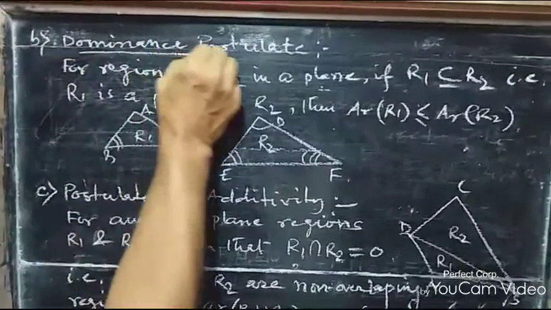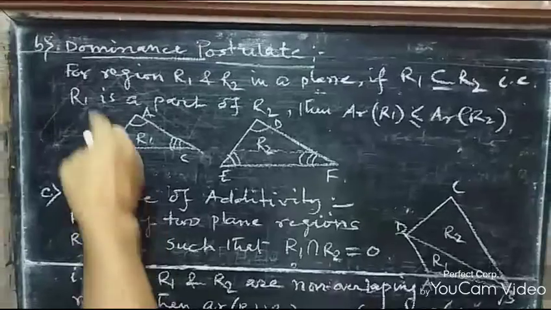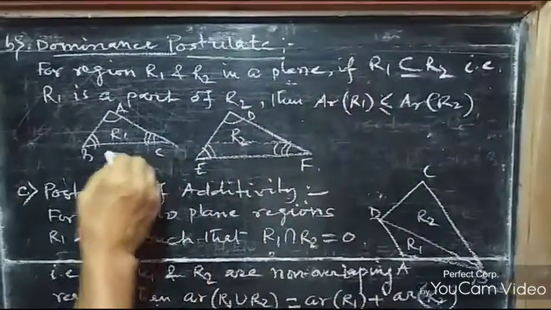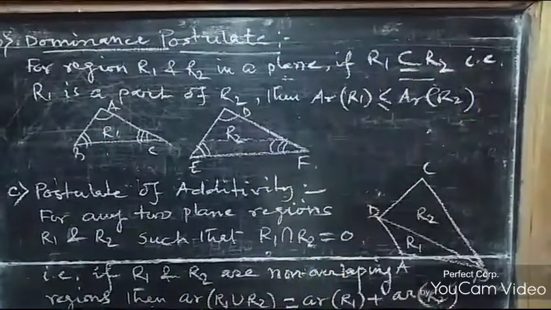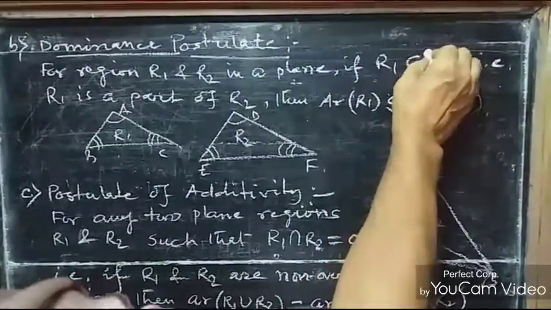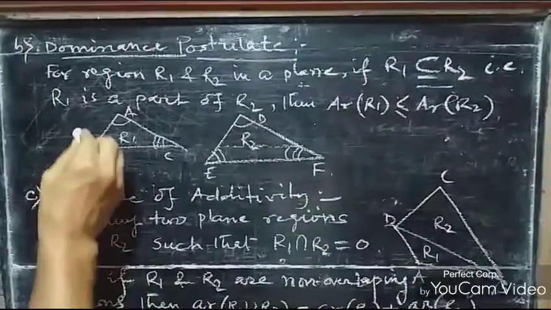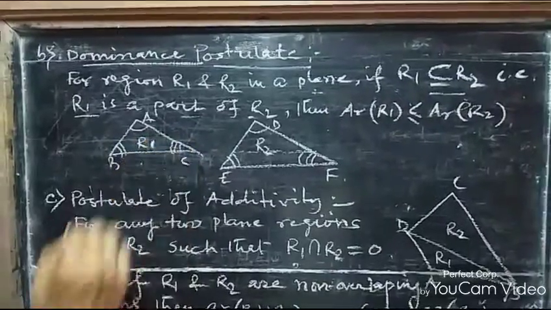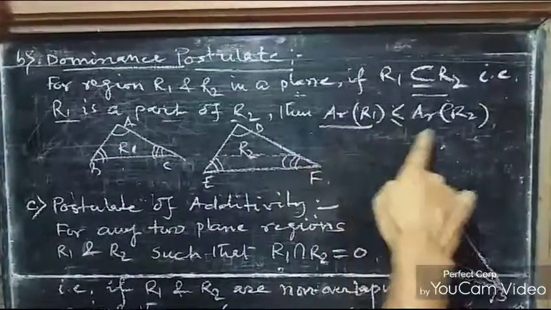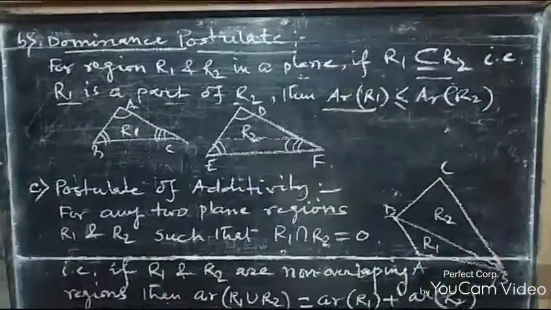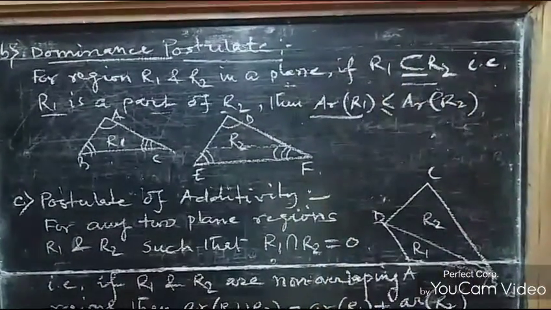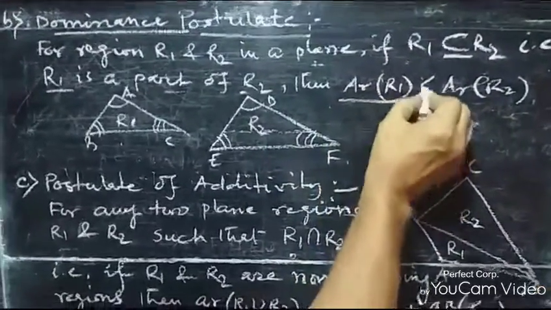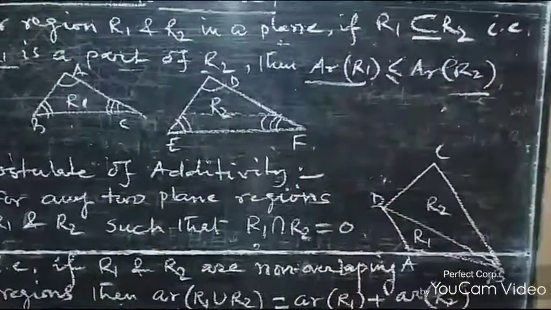The next point is the dominance postulate. For regions R1 and R2 in a plane, if R1 is a subset of R2, that is, R1 is a part of R2, then the area of R1 is less than or equal to the area of R2. It is a subset, so the areas may also be equal. For this reason the area of R1 may be equal to or less than that of R2.